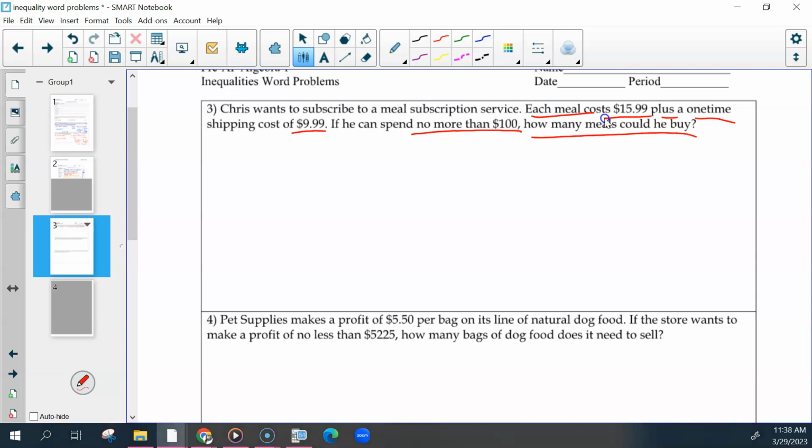So let's call M the number of meals. What would our total in this be? 100. And no more than. What symbol would we use? Alyssa? Less than or equal to. We cannot spend more than we have. And then anyone want to take a guess how we would write the rest of the inequality?